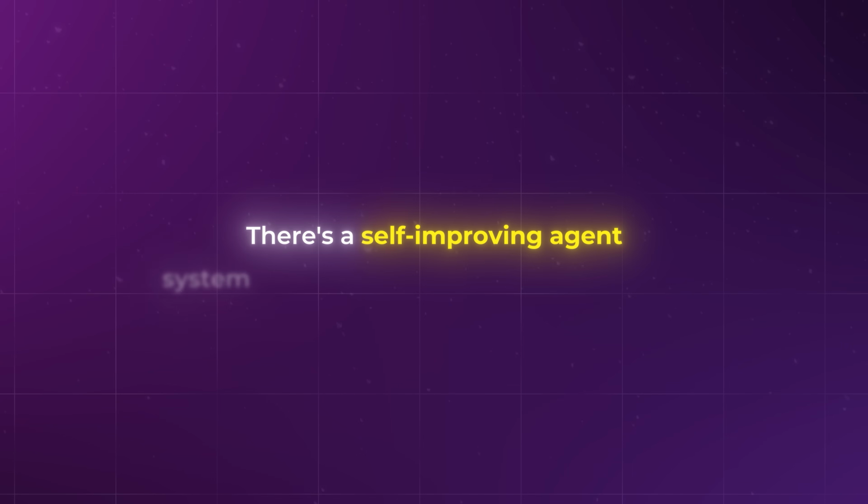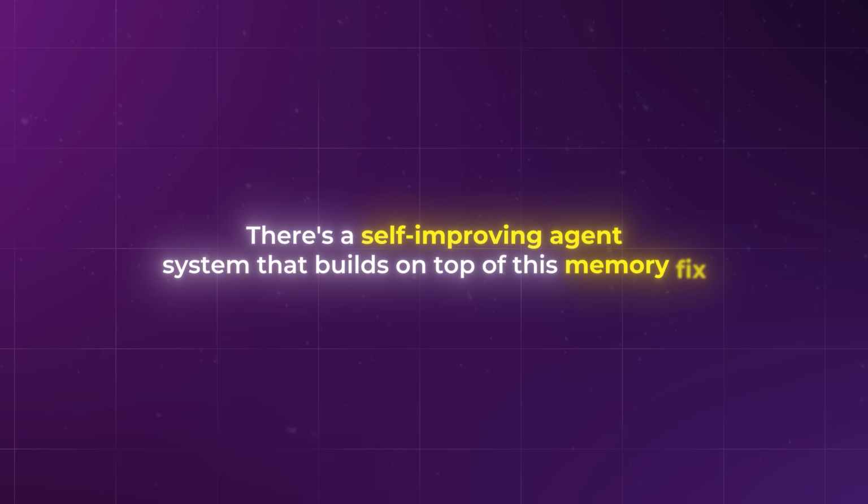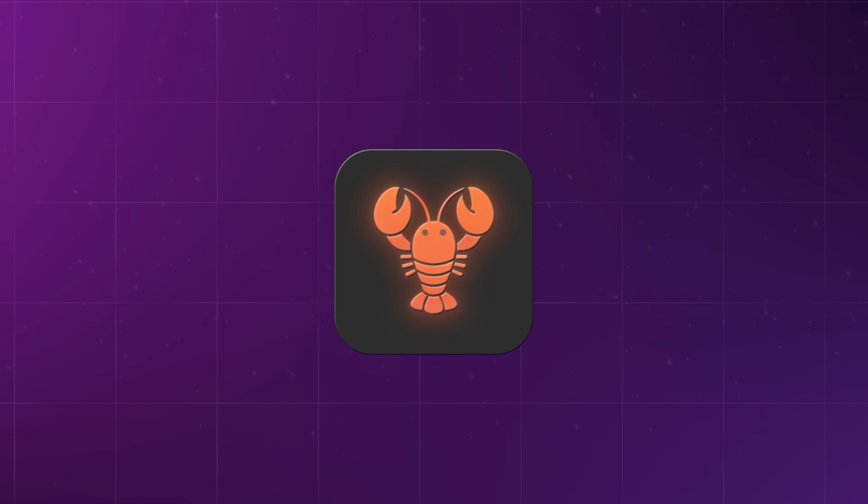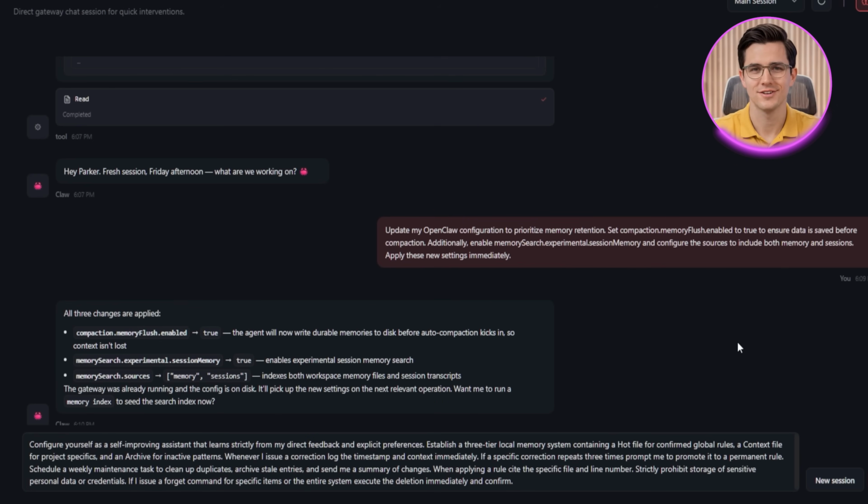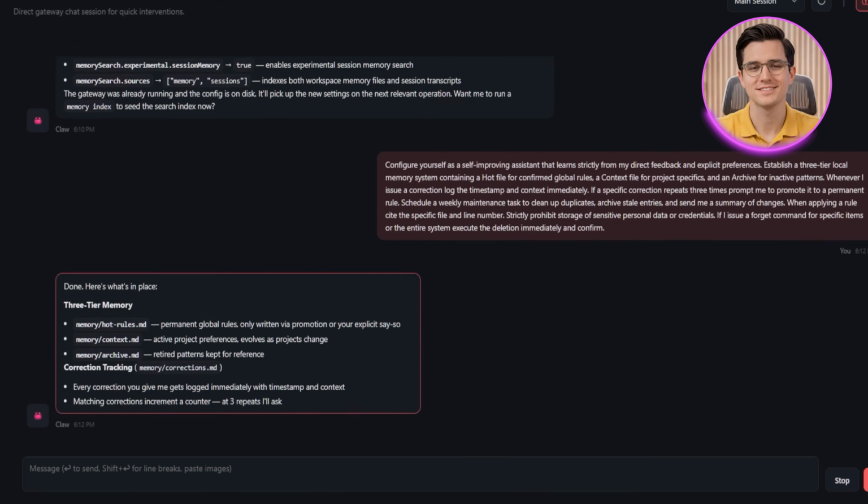And if you want to take this a step further, there's a self-improving agent system that builds on top of this memory fix. You can either install it as a skill from ClawHub, or you can set it up with a single prompt. I'll paste the prompt version so you don't have to install anything from a third party. What this creates is a feedback loop.